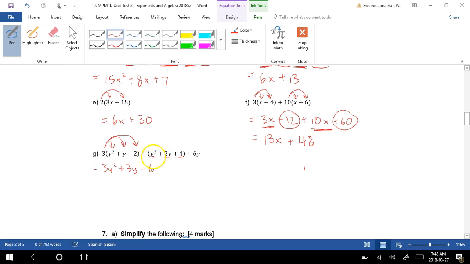I have a y squared inside those brackets, but that negative sign out front is going to change it to negative y squared, or minus y squared. That 2y is positive, it's also going to become negative 2y. The 4 is positive, so it's going to become negative 4. And I've got a plus 6y. And notice the plus 6y is not part of the brackets, so its sign does not change.